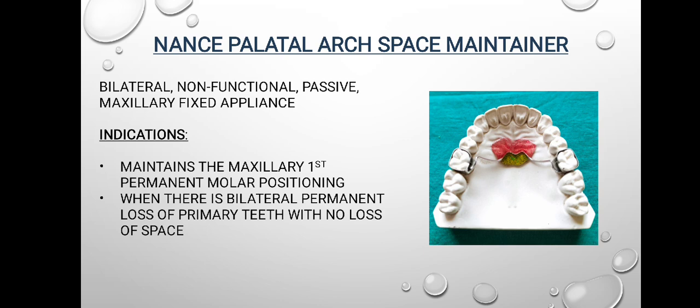Now we will discuss the Nance palatal arch space maintainer. It is a bilateral, non-functional, passive, maxillary fixed appliance. Indications: it maintains the maxillary first permanent molar position when there is bilateral premature loss of primary teeth with no loss of space. Now we'll have a look at the video.